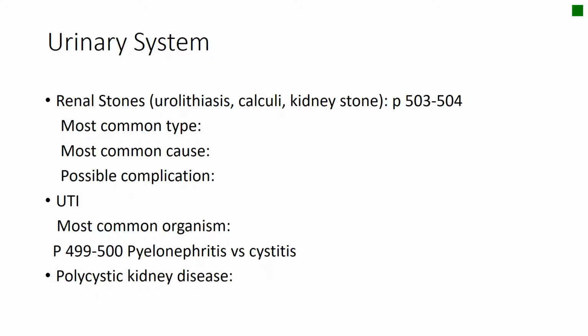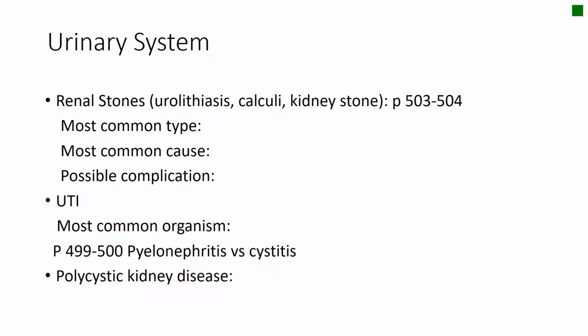All right, let's go to Module 13, Chapter 18. Go to page 503. We're going to talk about renal stones. They're also called urolithiasis, calculi, or kidney stones. All the same thing. So when it asks you what's the most common type, it wants to know what the stone is made of, what's its composition.